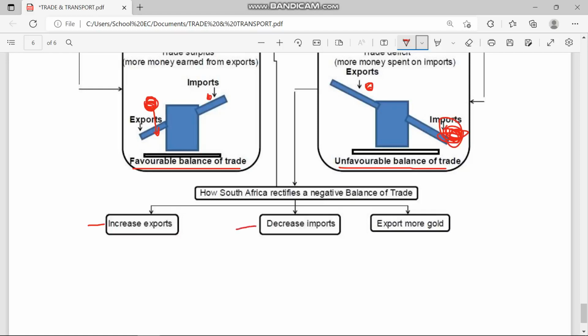Decrease imports. This is whereby we are going to grow our own food in our own land. We are going to look after ourselves, grow our own things, industrialize our own things, rather than importing from other countries. Import less from other countries. Export more gold. We're going to export more gold so that we can get more money and more services from other countries. Exchange of goods and services, trading.